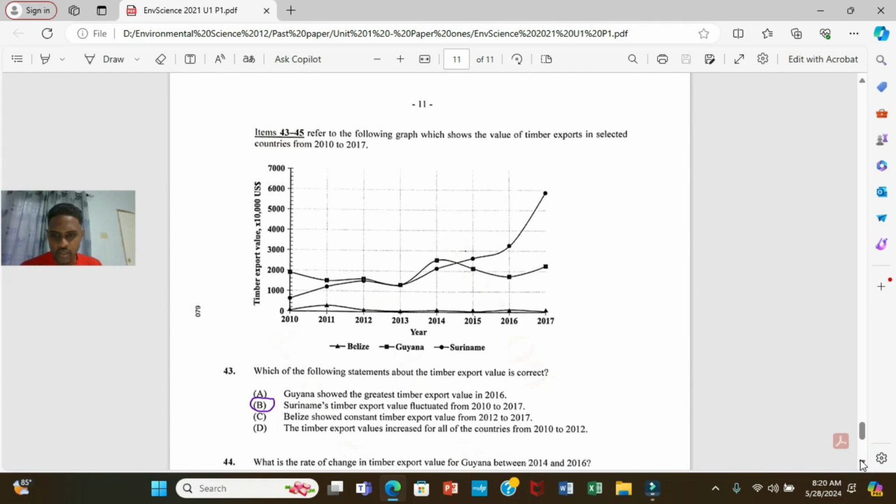All right, 43, which of the following statements about the timber export value is correct? And the answer is B, Suriname timber export value fluctuated from 2010 to 2017. So fluctuation means go up and down and up and down and up and down.